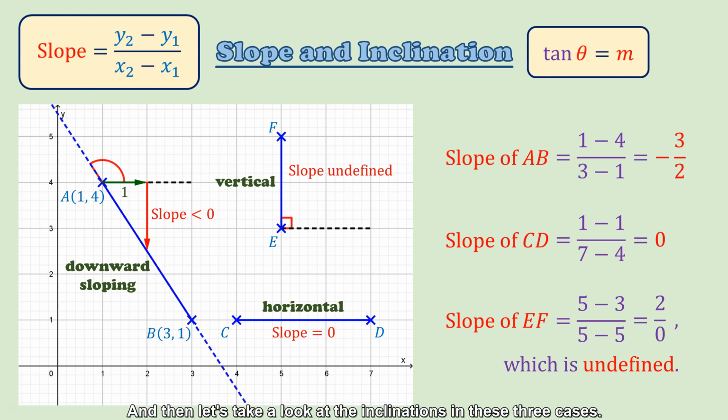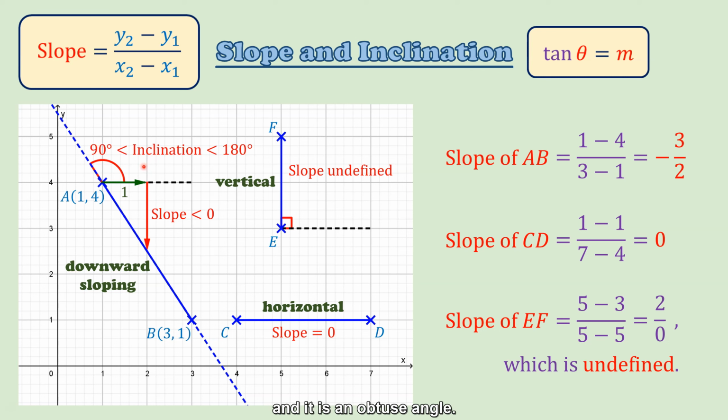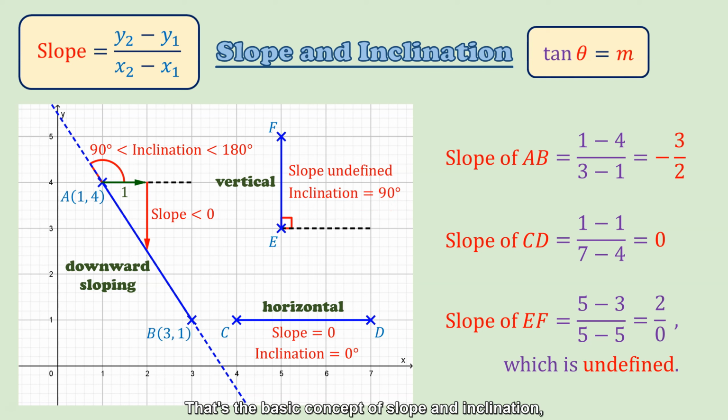And then let's take a look at the inclinations in these three cases. For a downward sloping straight line, the inclination is like this, and it is an obtuse angle. That means it is between 90 degrees to 180 degrees. In this case, this formula is still true, but since theta is an obtuse angle, such concept of trigonometry will be discussed in the senior form. When a straight line is horizontal, the inclination is obviously equal to 0 degree. And when the straight line is vertical, then the inclination is obviously equal to 90 degrees. That's the basic concept of slope and inclination.